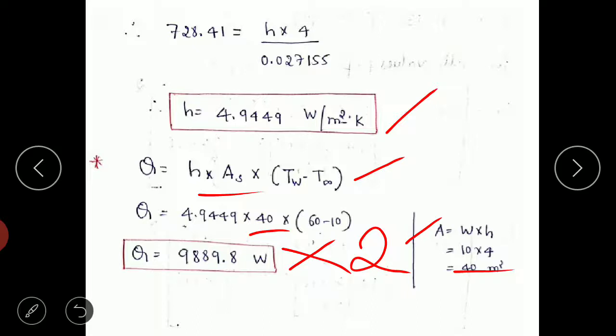Okay, this is how we can solve the problems on natural convection. In the next class, I will show you with the help of the data handbook. I'll pick the formulas from the data handbook and solve the problem.